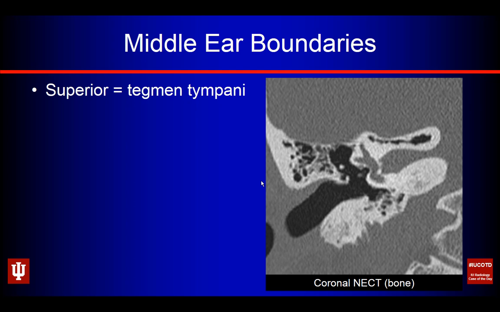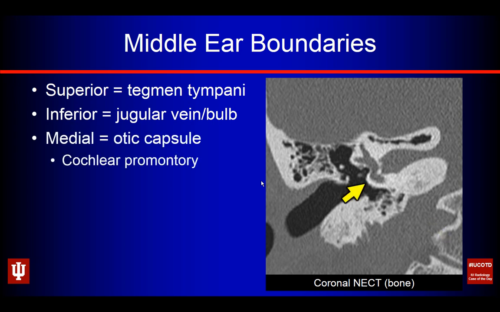Well, let's look at our boundaries first of all. So superiorly, the middle ear is bounded by the tegmen tympani up above. We talked about that briefly before. Inferiorly, we've got our jugular bulb and our jugular vein that sit below it. Along the medial margin on this coronal image, we can appreciate the cochlear promontory, denoted here by the yellow arrow.